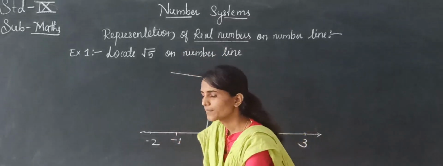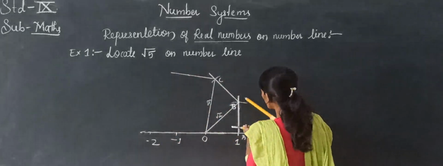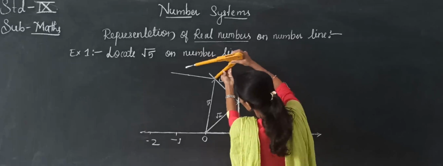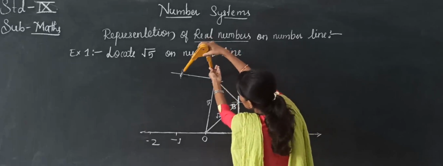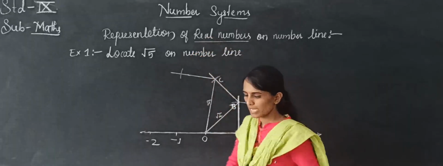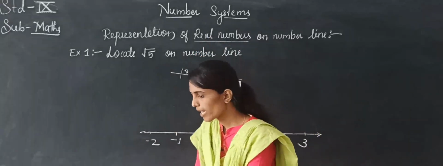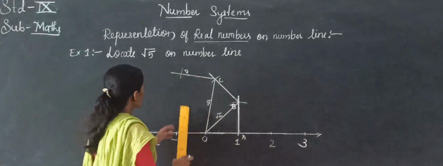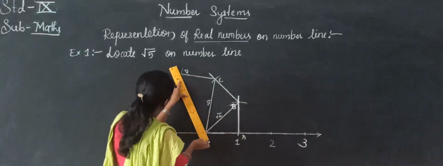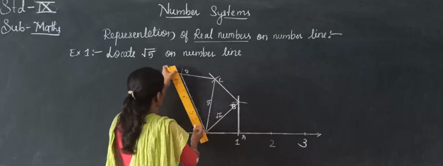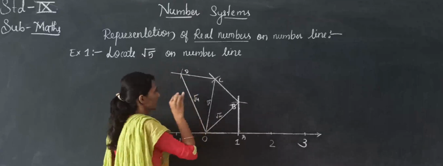Again you have to take a compass from A to B distance, that is 1 unit. It may be 1 centimeter or 2 centimeters, so whatever you consider, write that as 1 unit. Okay, so give that point the name D here. Again you have to join O to D here. O to D is root 4 here.